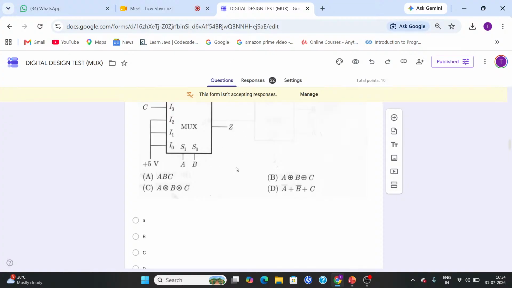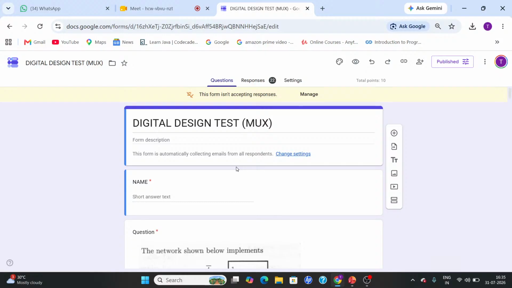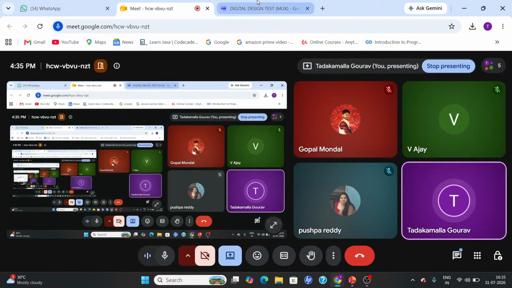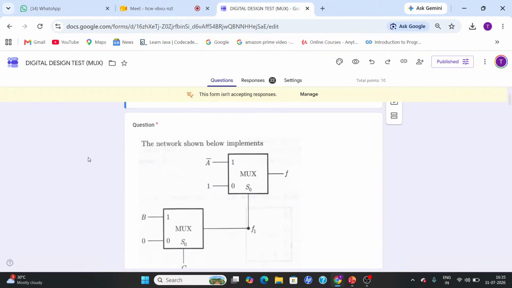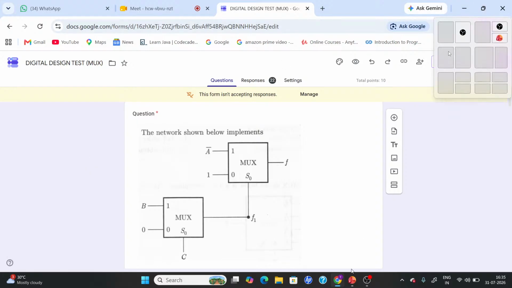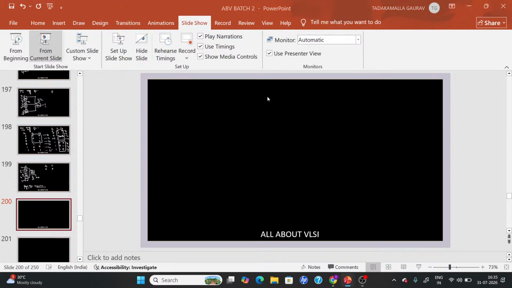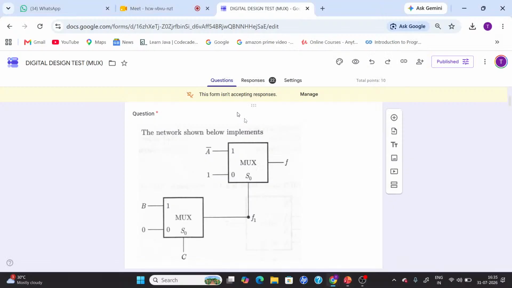So this is the form which I was talking about, where I've conducted this particular test, I think day before yesterday. Let's discuss the answers for these questions. I will also enable the responses so that you can refer to the answers or the questions if you want. Let me also have the PPT open. So what is the first question?